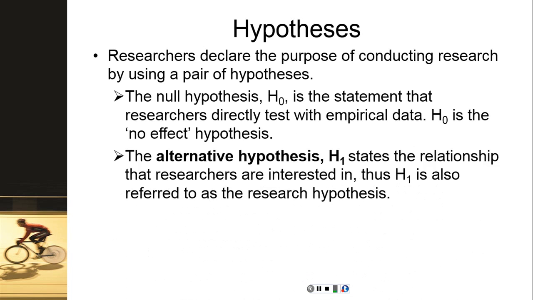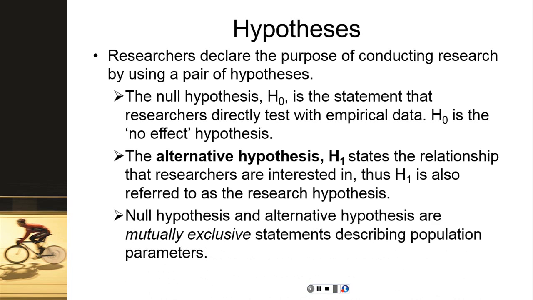The second one is the alternative hypothesis, H1. H1 states the relationship that researchers are interested in, thus H1 is also referred to as the research hypothesis. The null hypothesis and the alternative hypothesis are mutually exclusive statements describing population parameters. So basically, those two hypotheses would not be true at the same time.